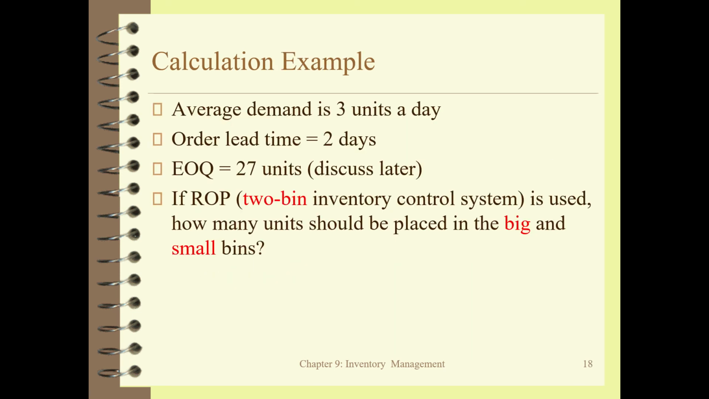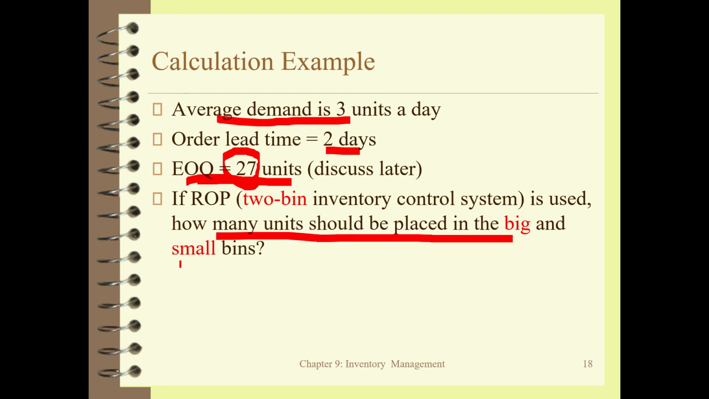Let me give you an example. Suppose every time we order 27 units. The EOQ, or economic order quantity, is 27 units, and average demand is 3 units per day. The order lead time is 2 days. If we use a reorder point, especially the two-bin system, how many units should be placed in the big bin and the small bin, and when will the inventory be ordered?